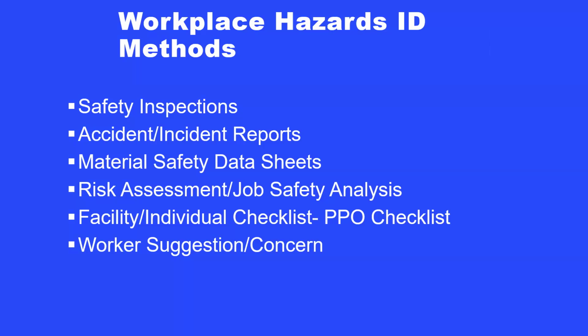Accident and incident reports could also be used if you have a very strong accident reporting system in place. Material safety data sheets for your chemicals are also a good repository of information in terms of hazards. Risk assessment, JSAs, if you do a job safety analysis of a task. Facility checklists, so if you have PPOs, before they pick up shift, they do a quick check of the workplace, the equipment, the SCBAs, and so forth. That also gives an idea. And of course, workers' suggestions are also a rich opportunity to get some feedback from the workforce in general on what their perceptions of the workplace are.